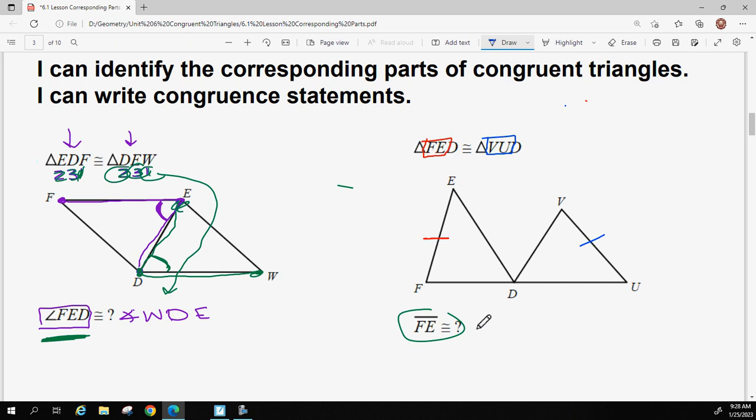And those two sides correspond. And so FE should be congruent to VU. Again, congruent means that they're the same size. If I were to measure side FE in this triangle, it would be the same length as side VU in this triangle. And I figured out they correspond by looking at the names of the triangles.